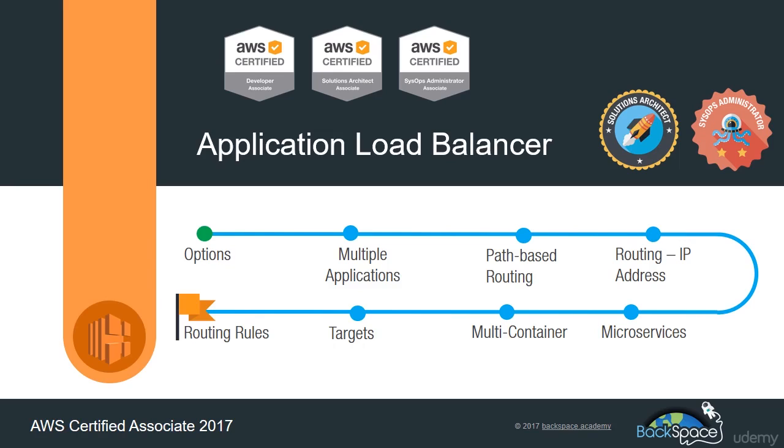We'll talk about path-based routing and how that can reduce the number of load balancers that we need within our architecture. I'll also talk about the different options that we can route our requests to. We can route to IP addresses, we can route to microservices, we can route to different containers that are on a single instance. We have multiple targets, and we'll talk about what that means and the routing rules that we can set up that define how our requests are routed back to our back end.